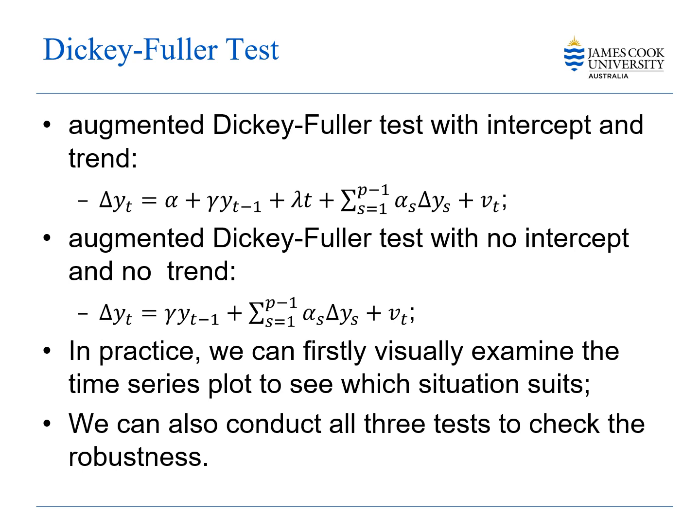The second and third varieties are here. Augmented Dickey-Fuller test with intercept and trend. So now we have a deterministic time trend here, everything else the same. Or we can have no time trend and no intercept. In practice, we can first visually examine the time series plot to see which situation fits best. We can also conduct all three tests to check the robustness of our stationarity tests.